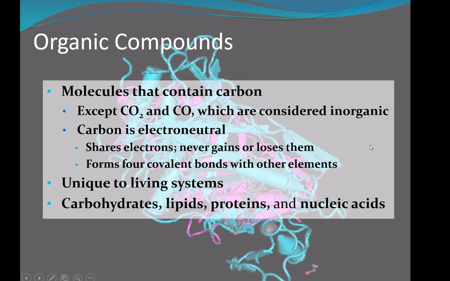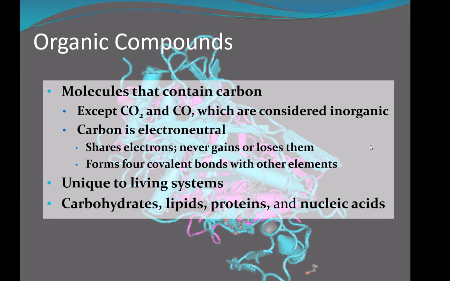So what is an organic compound? Again, to refresh your brain, an organic compound is anything that contains carbon. The two exceptions to this are carbon dioxide and carbon monoxide. They are considered inorganic compounds, even though they do contain carbon. Carbon is considered an electroneutral atom, so it shares electrons. It never gains or loses them. It is always going to make covalent bonds with other elements, and typically makes 4 covalent bonds in order to fulfill the octet rule.